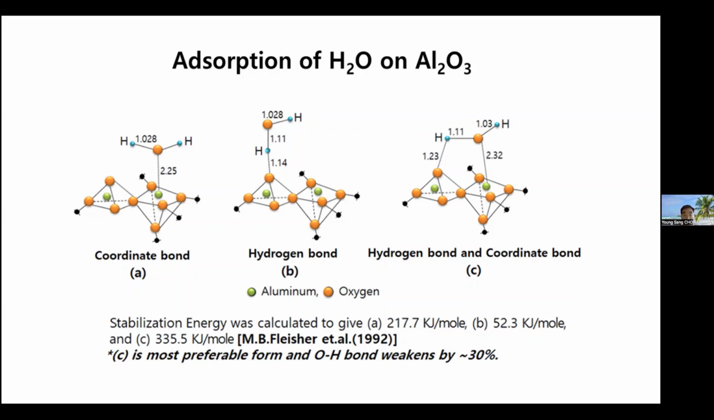Among these three bonding structures, the third one, doubly bonded structure, is the most stable. So when water is adsorbed on alumina, more than, I think, 90% of water can make a doubly bonded structure with aluminum.